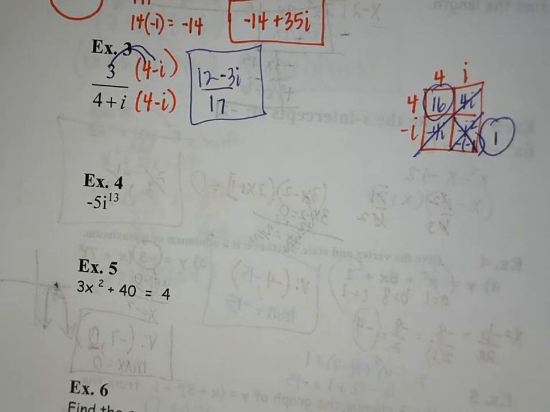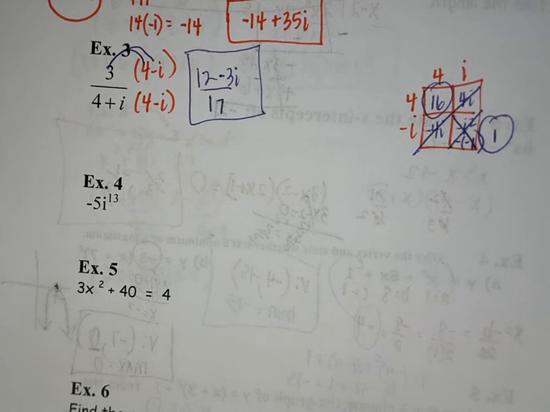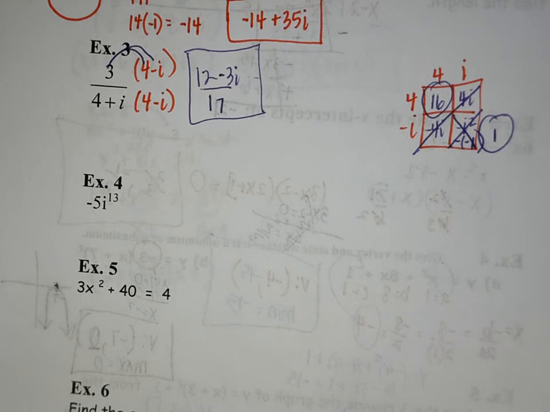Questions on example 3? Okay, example 4. We want to end up making this so that it ends up just being either a single i or we get rid of the i's. Does anybody remember how we end up changing i to the 13th? What do we do?